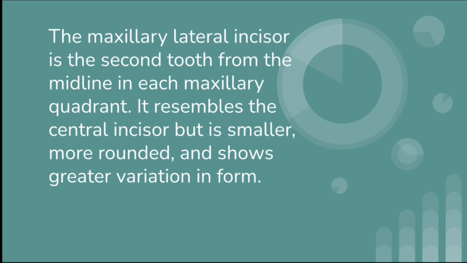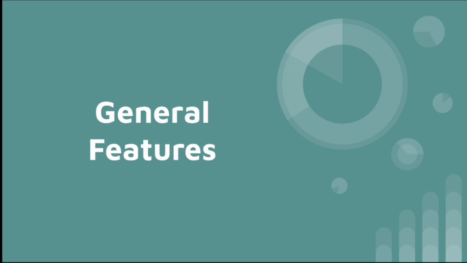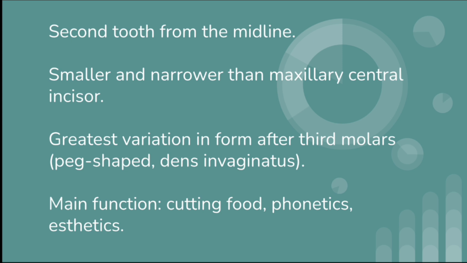Basically, the maxillary lateral incisor is the second tooth from the midline in each maxillary quadrant, on the front side. It resembles the central incisor, but is smaller, more rounded, and shows great variation in form. As I told you, it is the second tooth, and it is smaller and narrower than the maxillary central incisor.